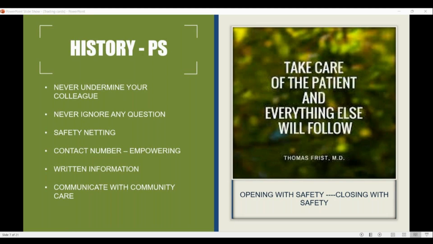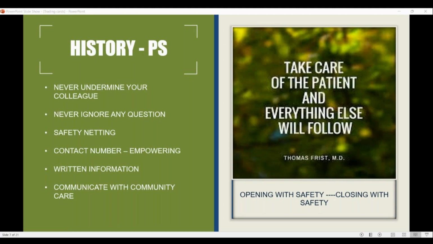So it is always a good idea to keep on asking and checking the understanding of the patient. Whatever they have to say, they will say to you in between. And never ignore any question. Do the safety netting in all cases.